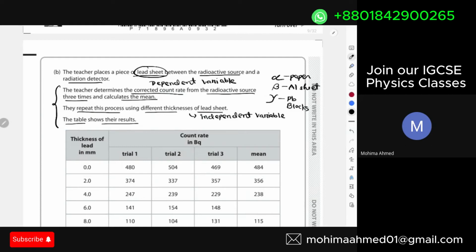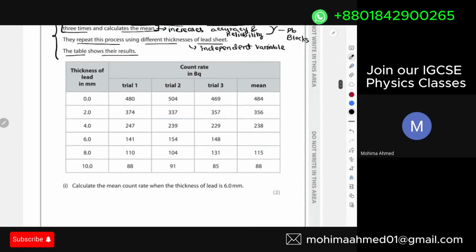And also, in order to make this experiment fair and accurate, they also repeated the experiment. This repetition and calculating the mean increases the accuracy of your data, increases the reliability of your data. So we can say that it increases accuracy and reliability. I do not know what they will ask in the next question, but these are the things that you should think of whenever you're doing this type of question.